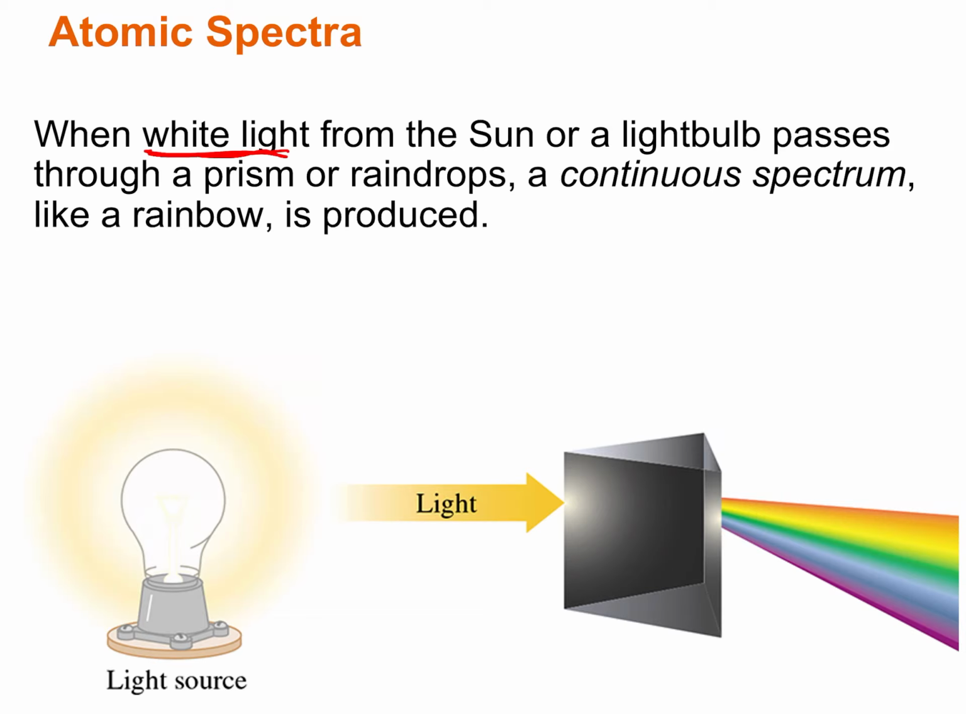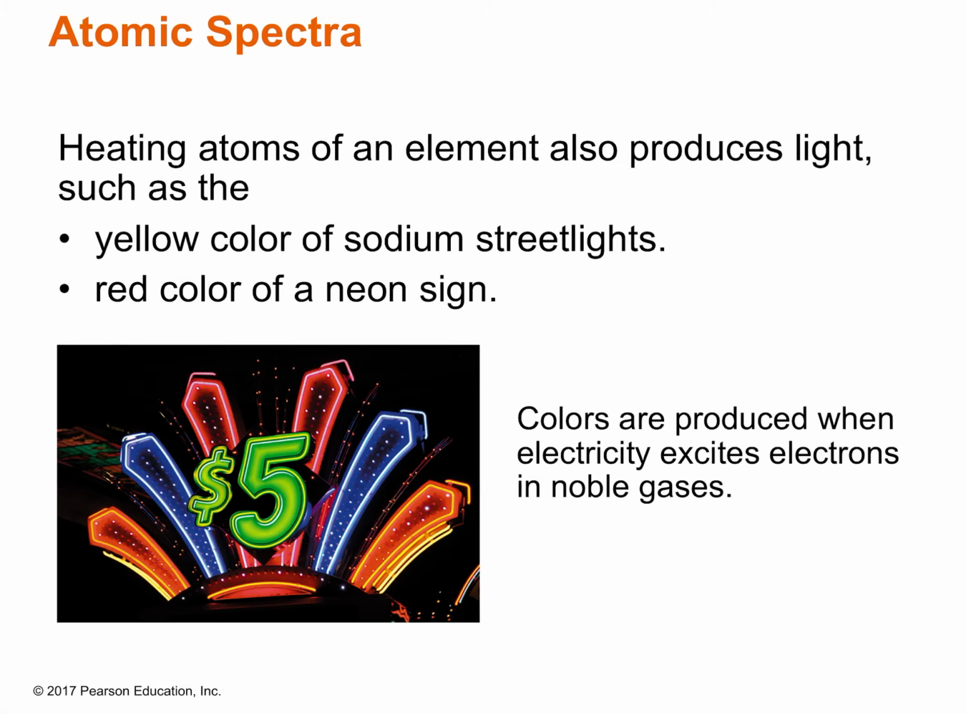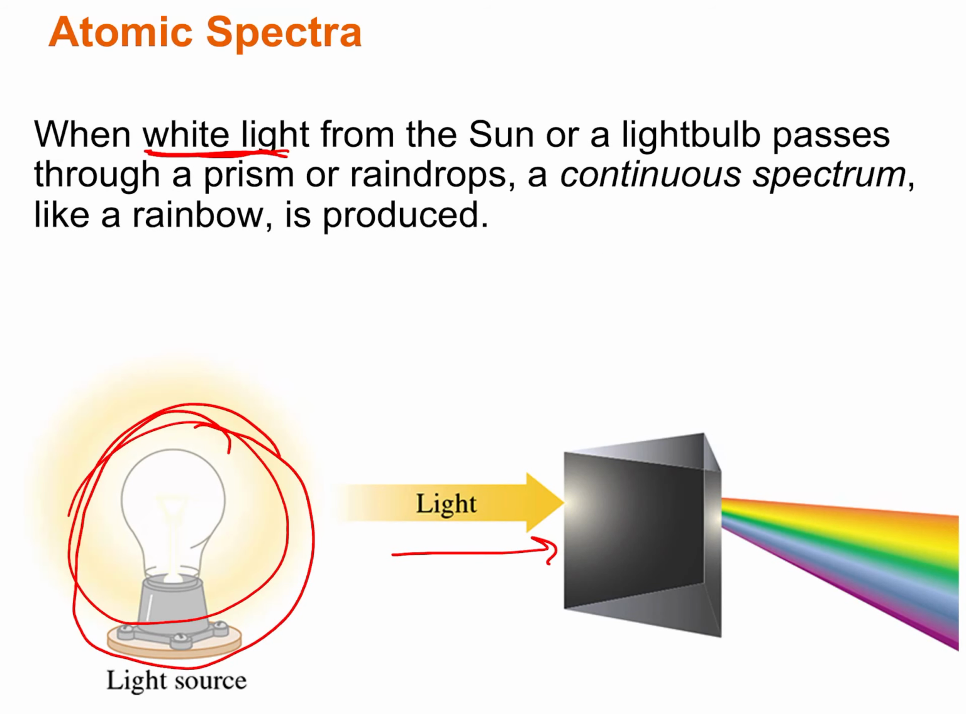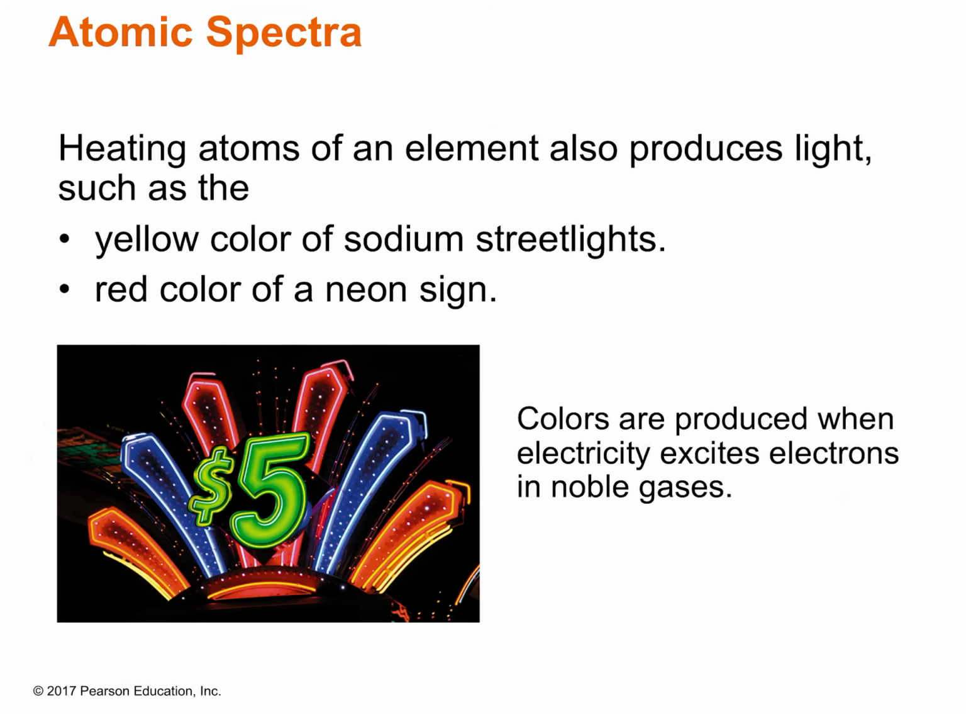The light is hitting a raindrop, and it will produce a spectrum of this rainbow, which is really, really pretty. But it's because this light source over here contains all of the colors of visible light. So when it goes through the prism, it splits into all of the colors. Okay? But when we heat elements, they also produce light, but they don't produce white light like this. If we heat an element, then it will produce colors.